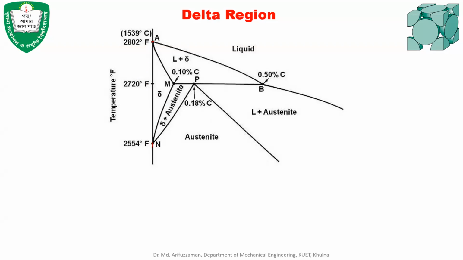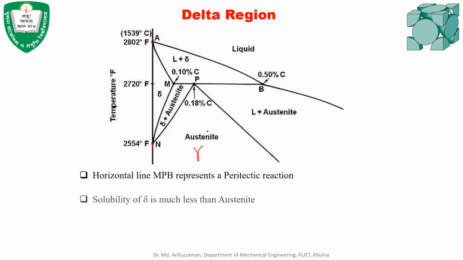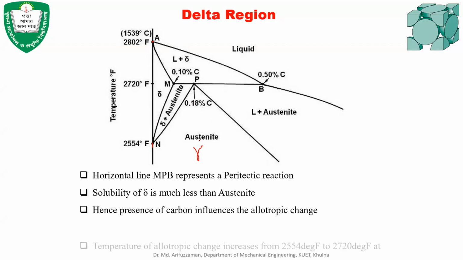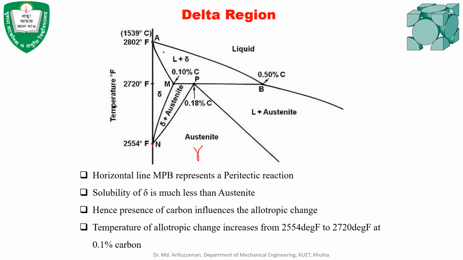And below that N, it forms austenite. That means gamma iron. Austenite is gamma iron. And if we increase the carbon content in here, then let's say we consider a carbon content like this. This vertical line indicates a certain amount of carbon present in there.